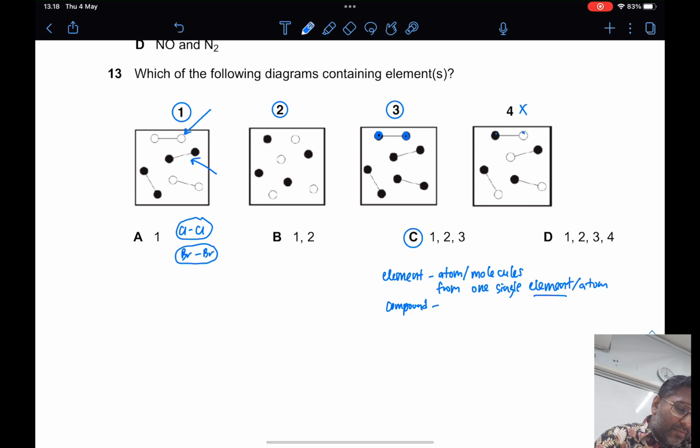Compound can be two or more elements chemically bonded.